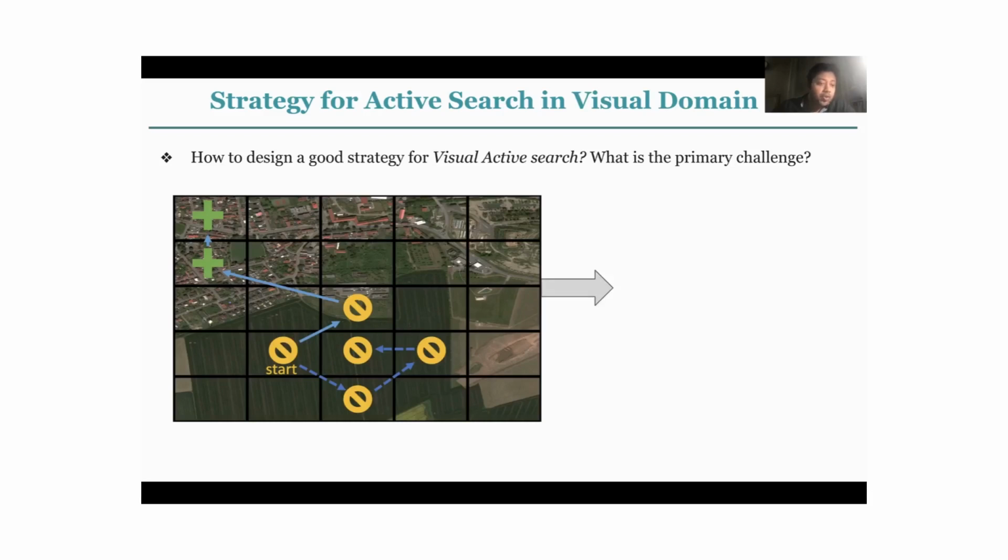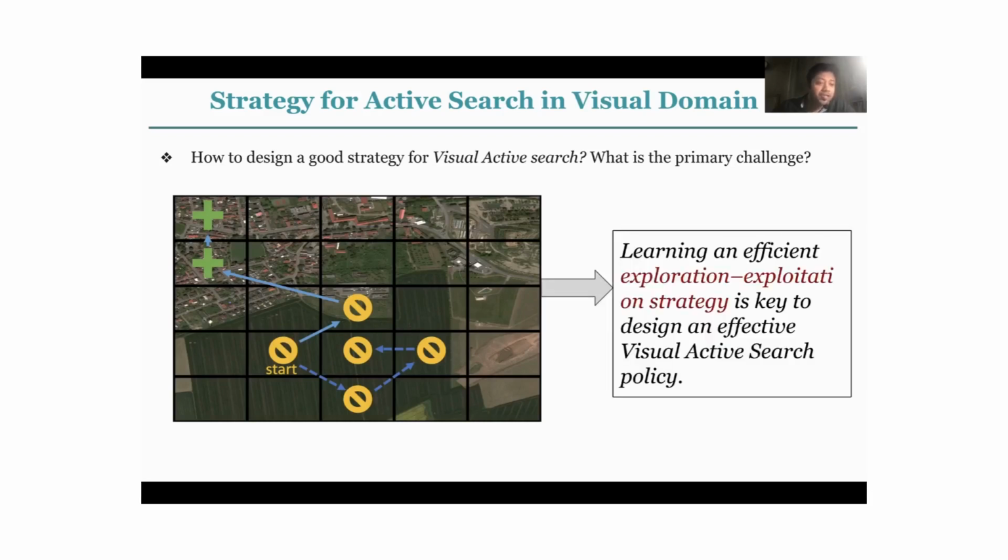Also, a good visual active search strategy must learn an efficient exploration-exploitation strategy. Why?